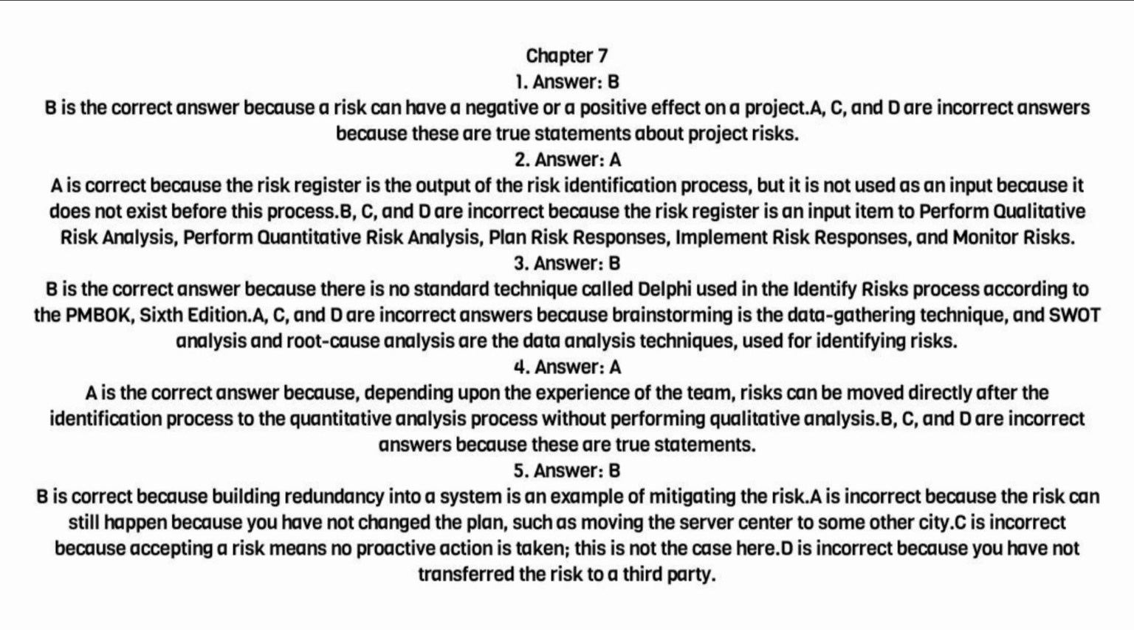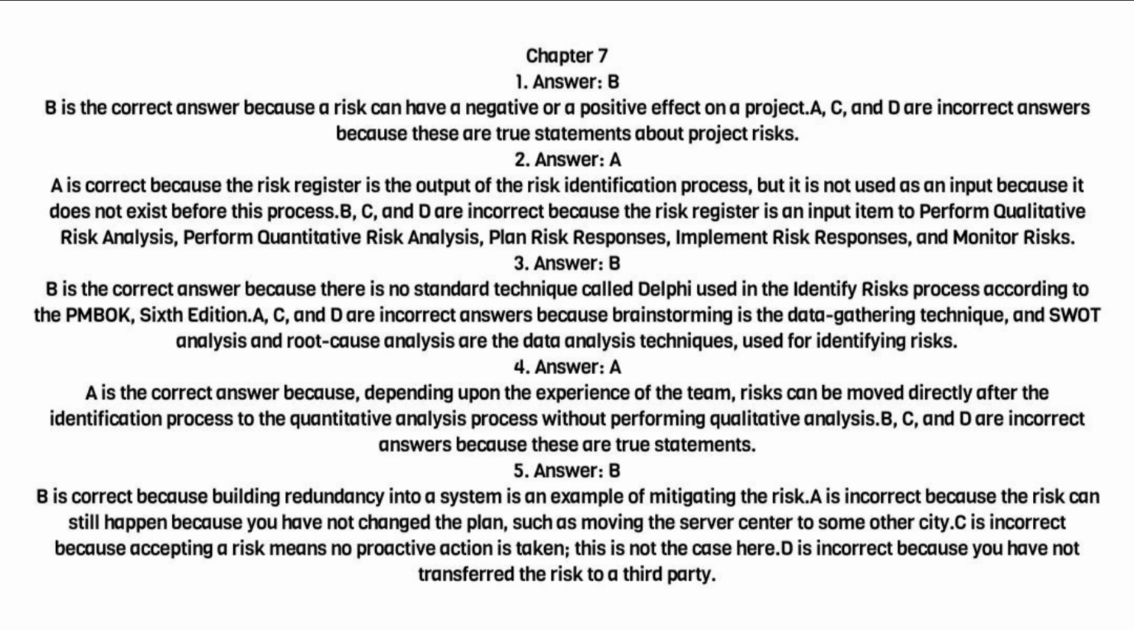2. Answer A. A is correct because the risk register is the output of the risk identification process, but it is not used as an input because it does not exist before this process. B, C, and D are incorrect because the risk register is an input item to perform qualitative risk analysis, perform quantitative risk analysis, plan risk responses, implement risk responses, and monitor risks.